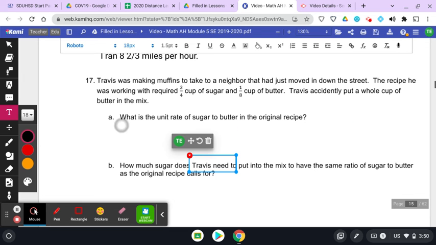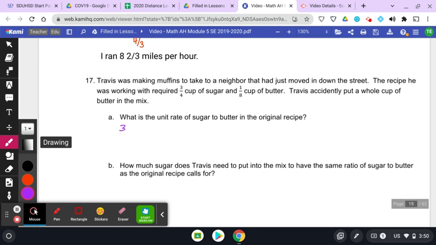All right, so the original, we want the unit rate of sugar to butter, butter on the bottom. So 3/4 sugar to 1/8 butter. I want to get that to 1 cup of butter, because that's what Travis dumped in. So I'd have to multiply by 8. He dumped in 8 times as much butter as he needed. He's trying to go for his heart attack. Okay. 4 goes into 8 twice. 2 times 3 is 6. So that's 6 cups of sugar now.